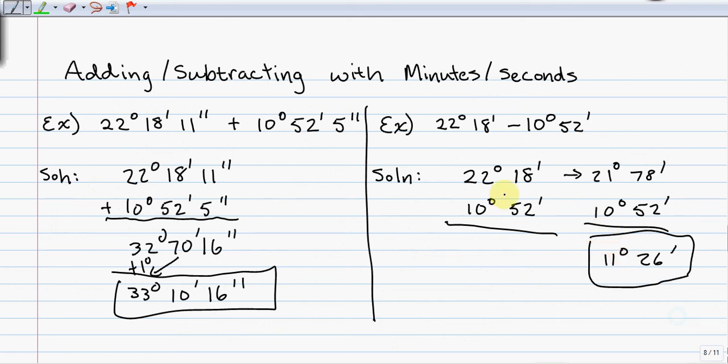Okay? And if we added seconds to this, it'd be very similar. We would just need to add another column, and again, when you subtract, just like you do subtraction with long numbers, you want to start over on the right-hand side and slowly work your way left.